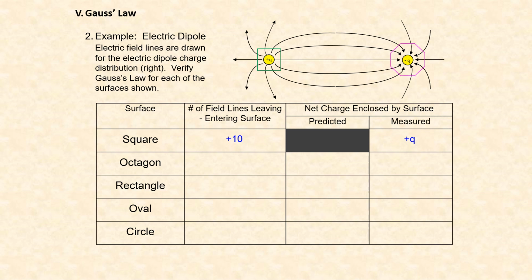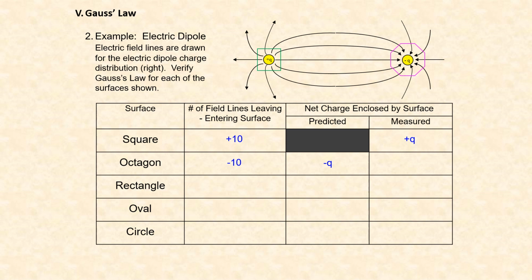Now, the next surface we'll consider is this pink octagon. For the pink octagon, when we calculate the net flux, we see that in this case there are no field lines leaving it, but 10 field lines entering it. This corresponds to a net flux of negative 10. This is where we can use Gauss's law to make a prediction of the charge enclosed by the surface. If we said above that a net flux of positive 10 corresponded to a charge enclosed of plus Q, we can then reason that a net flux of minus 10 should correspond to a charge enclosed of minus Q.